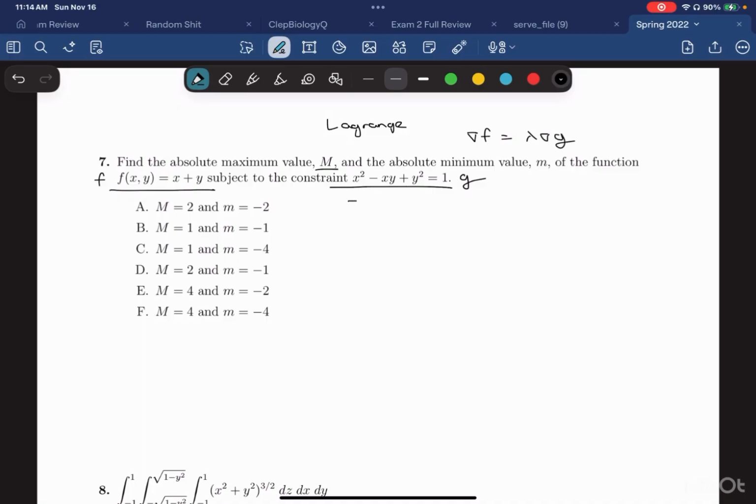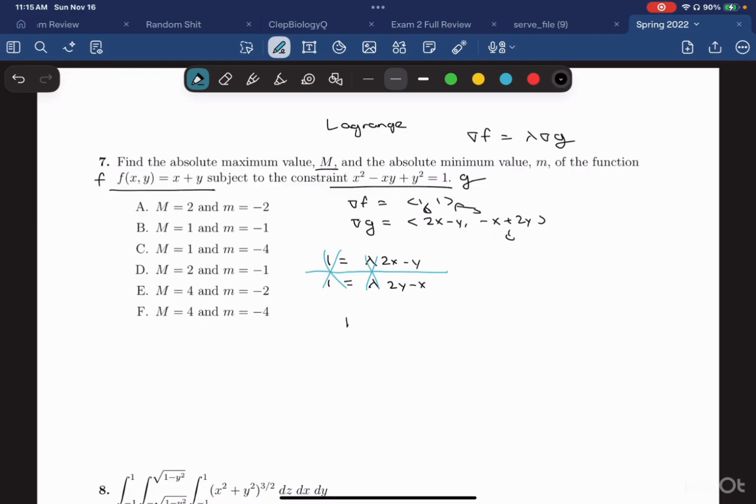Well, we have to find the gradient of f, which in this case will just be 1, 1. The gradient of g, which in this case will be 2x minus y, comma, negative x plus 2y. So if we order this, we say that 1 is equal to lambda times 2x minus y. And then 1 is also equal to lambda times, I'm going to reorder this to be 2y minus x. You can't do this every time, but for this time we can. I'm going to cancel these out by dividing them.